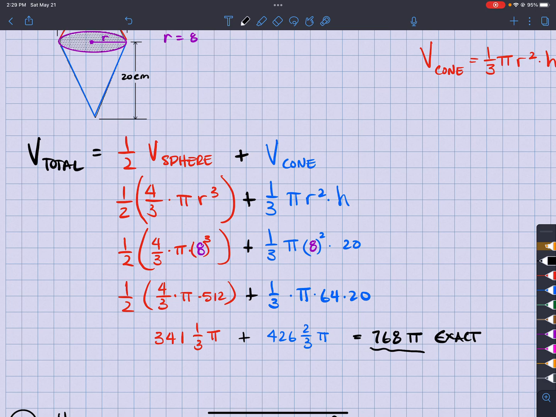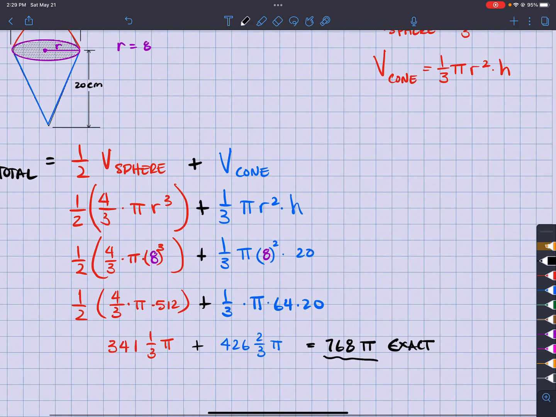However, we're not looking for the exact answer. We're just looking to see what this actually equals. So we would take the 768 and multiply it by pi, actually using the pi key on your calculator. And we're going to get 2,412. And it does tell me to round it to the nearest whole number. So it's going to be 2,413 cubic centimeters.